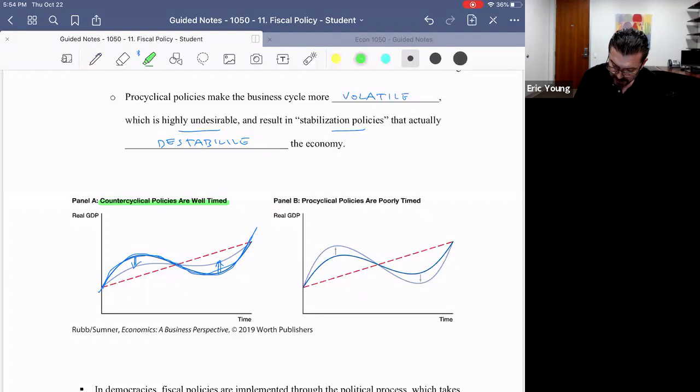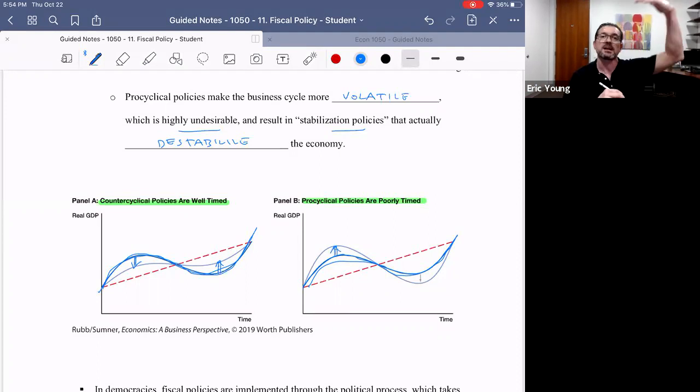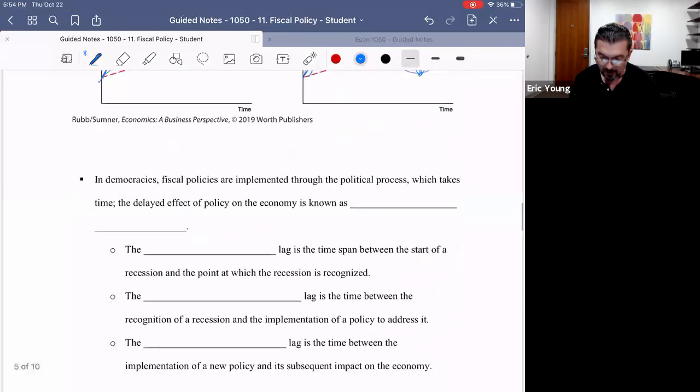On the other hand, panel B shows what might happen if we get the timing wrong and we go pro-cyclical. We still have our original business cycle here in blue, but if we make a mistake, right, if we prescribe the wrong medicine at the wrong time, we may actually end up increasing booms and inflation and increasing the depth of recessions and therefore causing even more unemployment. We know from our economic thinking module that this would be called unintended consequences in economic thinking, because instead of stabilizing and smoothing the business cycle, these poorly timed policies might destabilize it and make it more volatile.